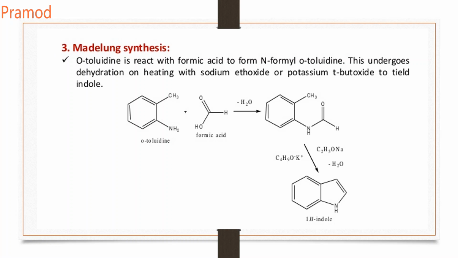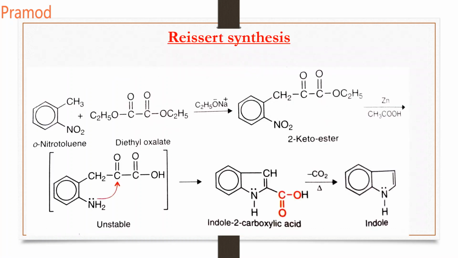So what is the first step? N-formyl orthotoluidine undergoes dehydration in presence of sodium ethoxide to give you a cyclic indole. Okay, cyclization, so you get indole. That's the third method. Now let's go for the next.